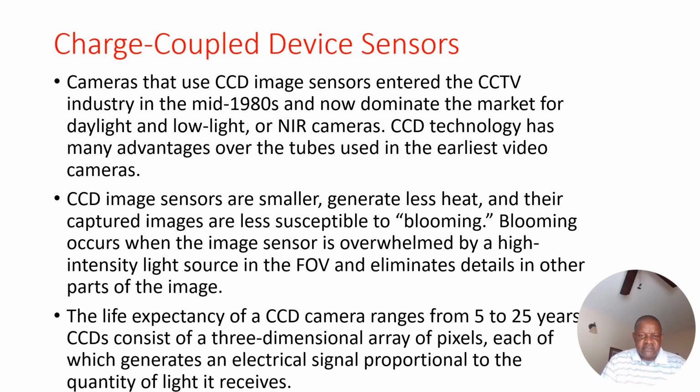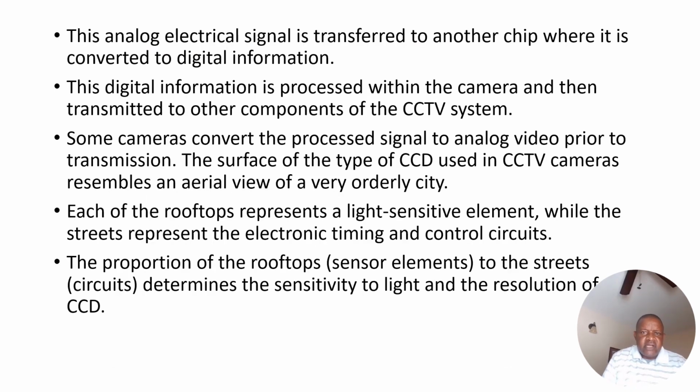The life expectancy of a charge-coupled device sensor camera ranges from 5 to 25 years. CCDs consist of a two-dimensional array of pixels, each of which generates an electrical signal proportional to the quantity of light it receives. This analog electrical signal is transferred to another chip where it is converted to digital information. This digital information is processed within the camera and then transmitted to other components of the CCTV system. Some cameras convert the processed signal to analog video prior to transmission.